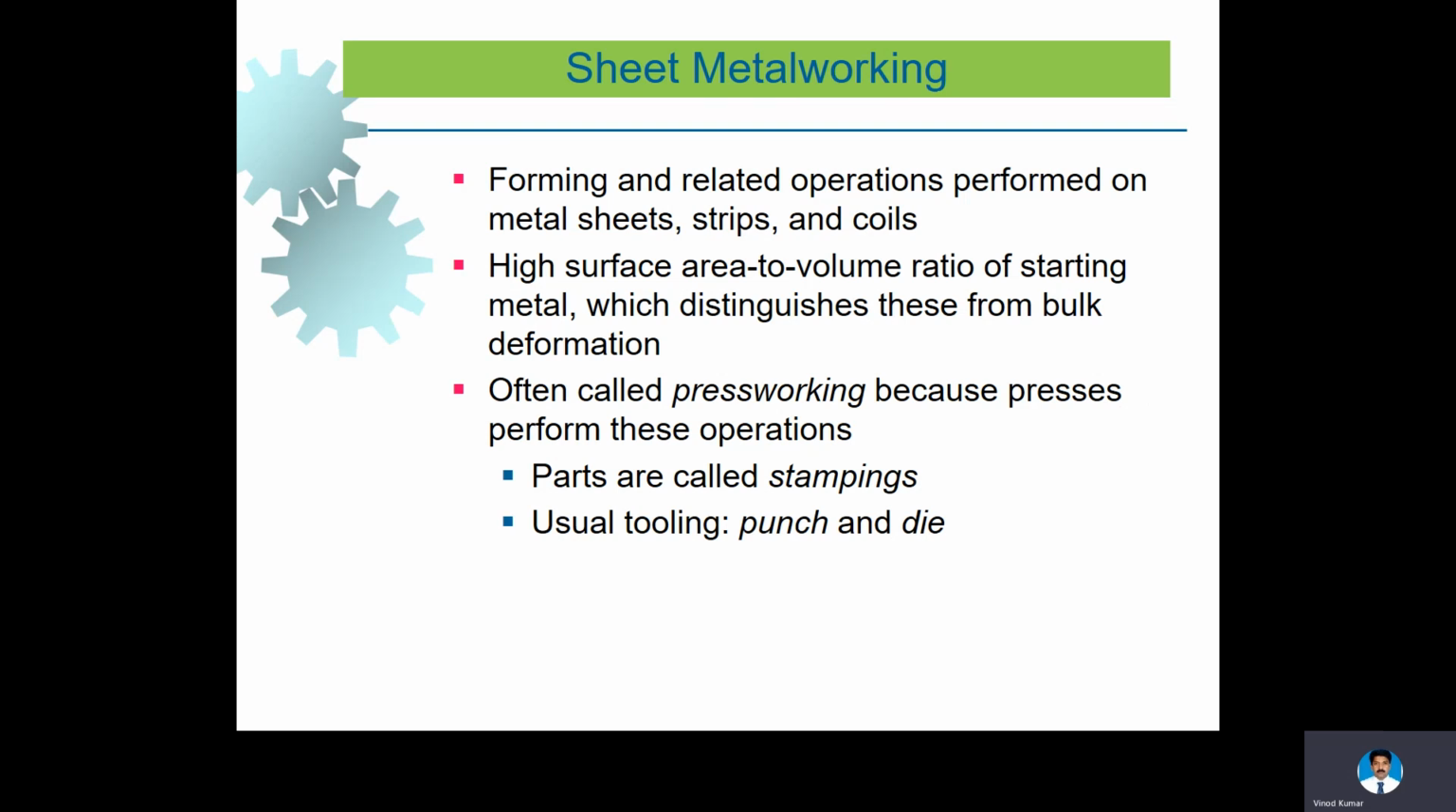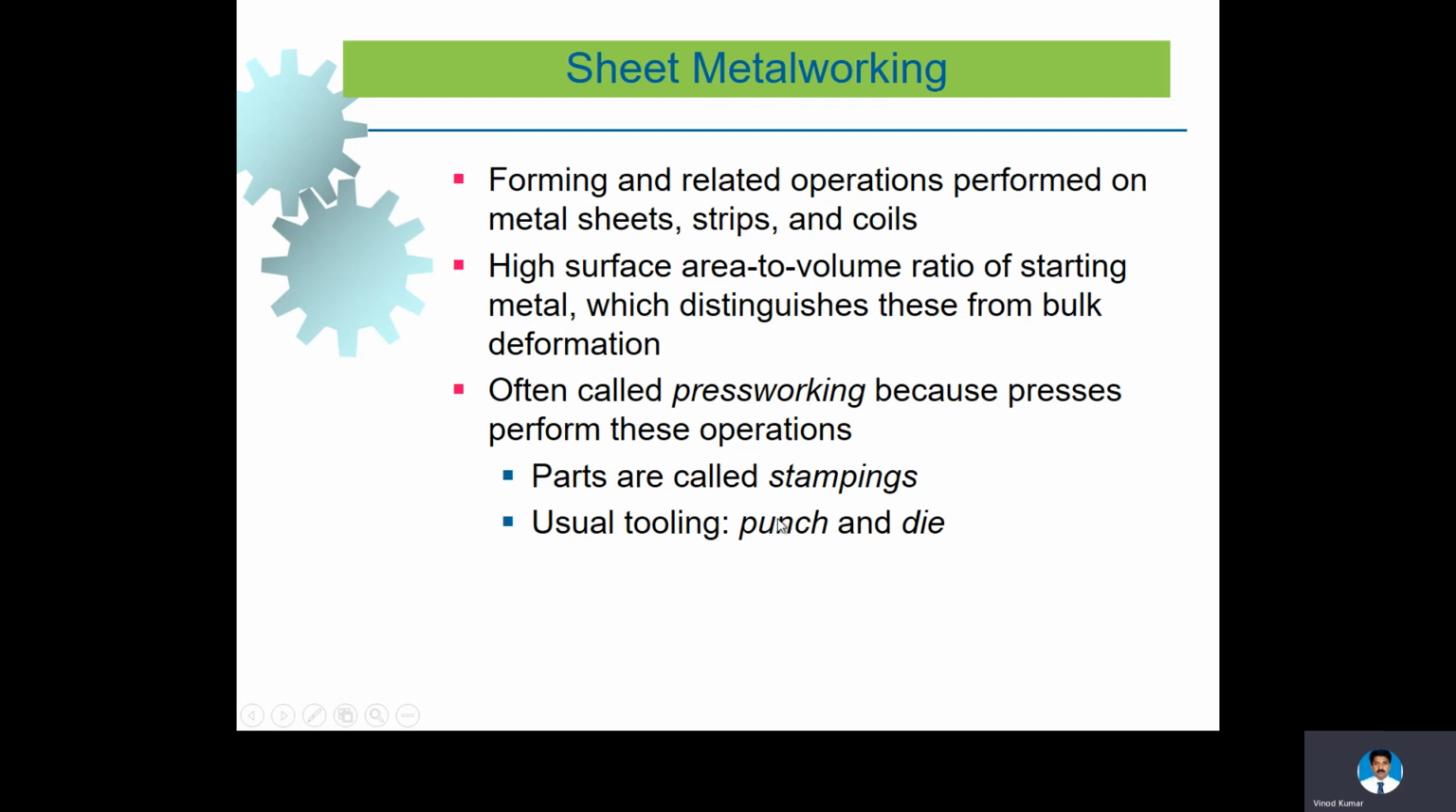Any operation on the sheet strips and coils is called sheet metal working. Normally sheet metal working will have a high surface area to volume ratio, whereas in bulk deformation, there is a low surface area to volume ratio of the starting metal. So how we distinguish between bulk deformation and sheet metal is, in bulk deformation, the area to volume ratio is low, whereas in sheet metal, the area to volume ratio is high. This is also called press working because presses are used to perform the operation.